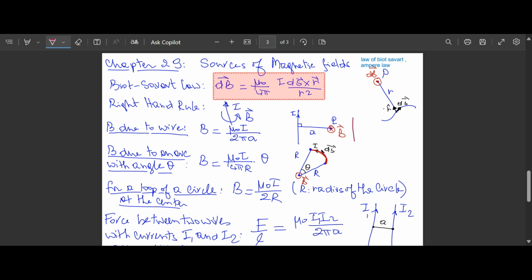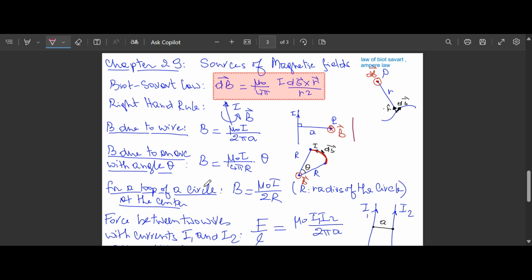For a straight wire, I can use the formula B equals mu0 I over 2 pi R. Now, I can use this formula only for multiple choice. If it is a problem, I have to show it. I have to start from dB. If it's a problem, I need to show the steps.